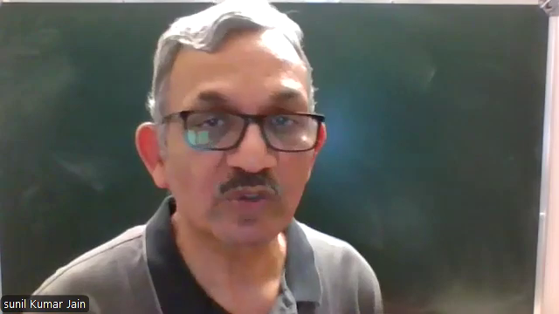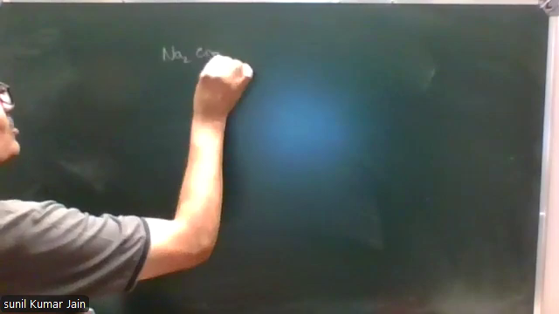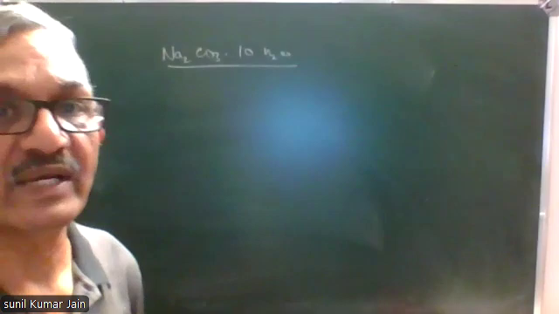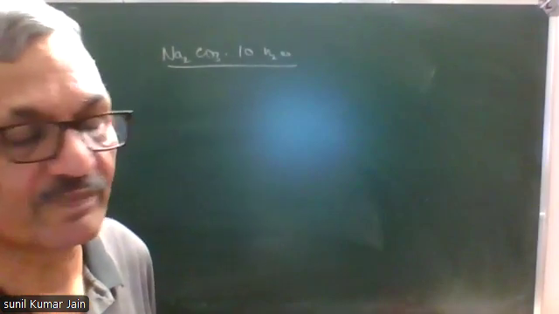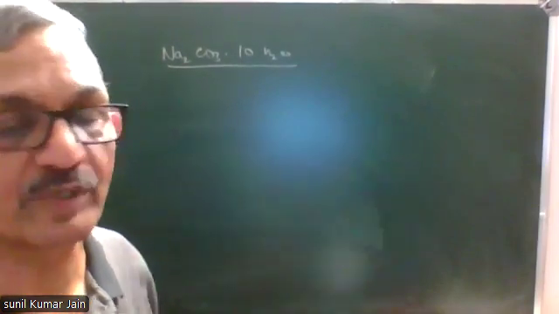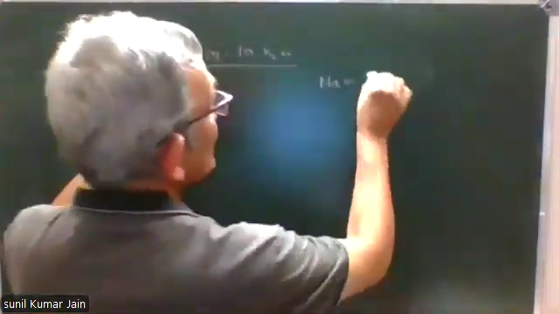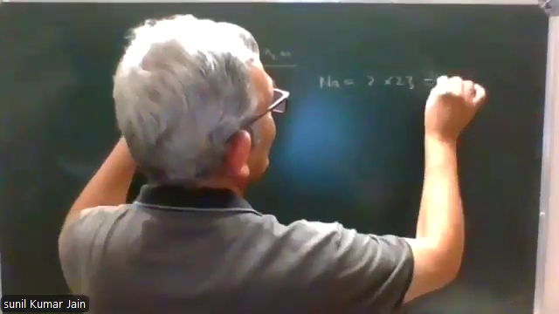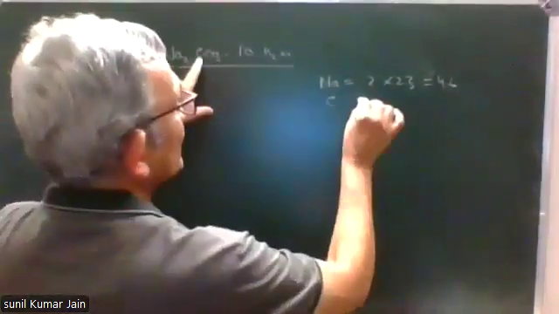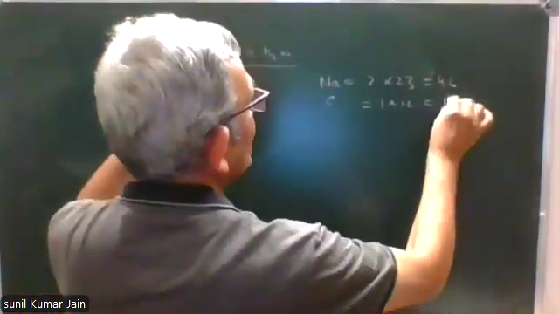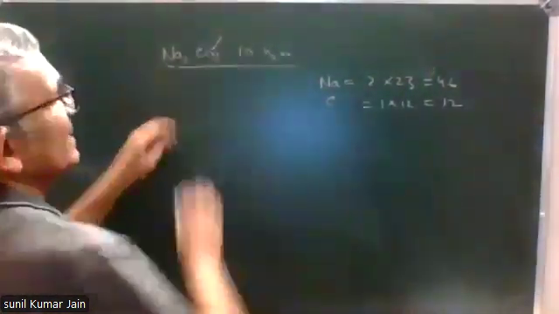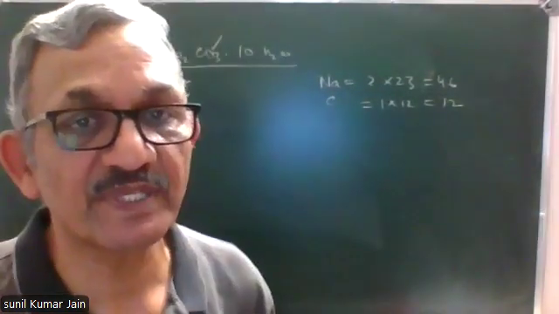Calculate the percentage of oxygen in washing soda. Washing soda is sodium carbonate decahydrate. So Na2CO3·10H2O. First of all, how to calculate molecular weight? If the molecular weight calculated is wrong, then the entire numerical will be wrong. Sodium: these are 2 atoms, 2 into 23. Carbon, 1 atom, 12.